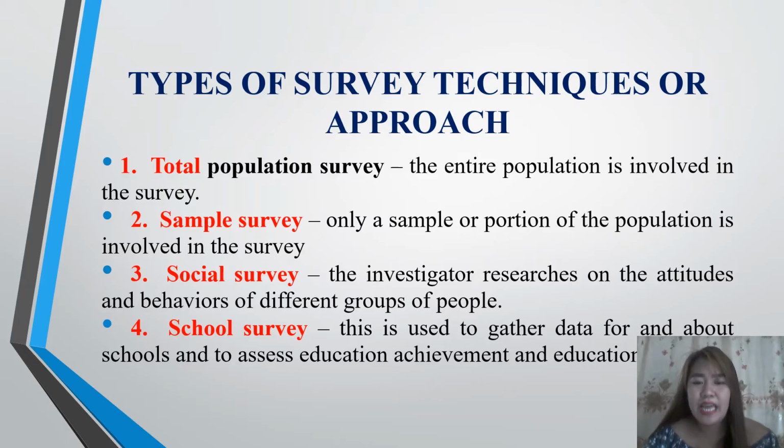Social survey, the investigator researches on the attitudes and behaviors of different groups of people. Okay? Social survey aims to collect a great deal of data about individuals and their lifestyle by means of questionnaire or any other quantitative research techniques. Okay, so we are pertaining to a great deal of data about individuals when we are pertaining to social survey. Okay, like attitudes, behaviors, and the likes. Okay, next, number 4, we have school survey.